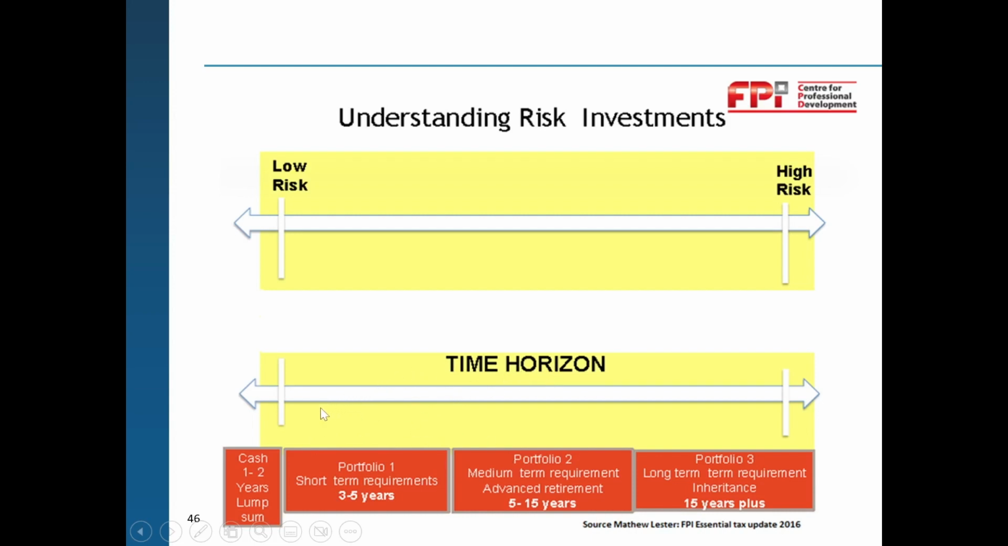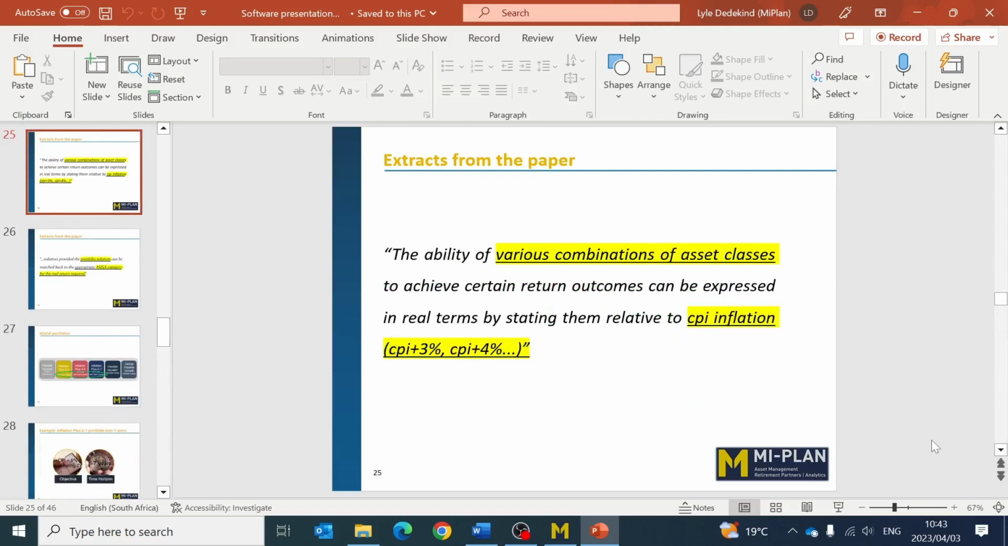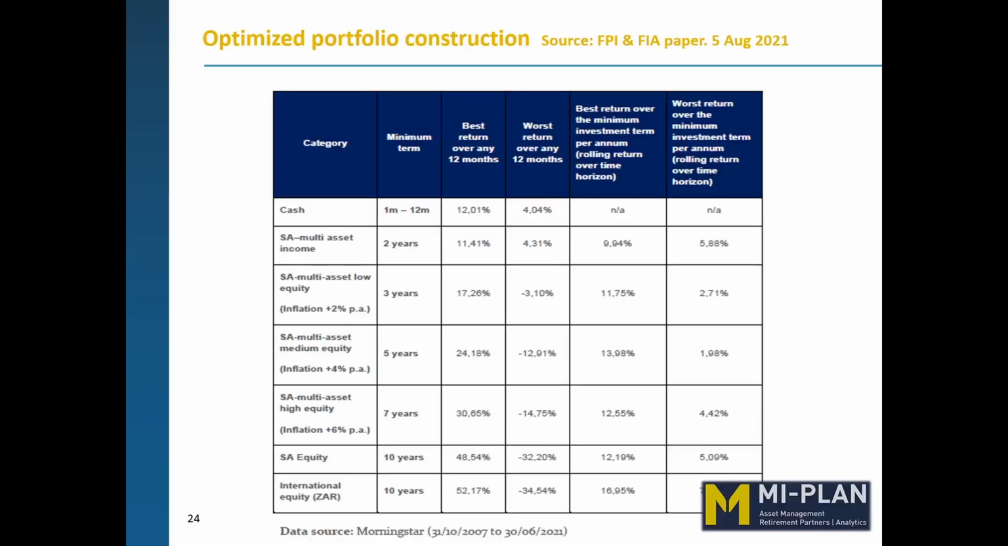So you're going to allocate a portion into cash, and that's where you're going to be drawing your income from. Sub-portfolio number 2 is capital that you're going to start needing in 3 to 5 years' time. Portfolio 3, 5 to 15 years' time, and so on. And this, in fact, is very much along the lines of a paper that was written by members of the FPI and FIA, where they also illustrated how capital should be divided into these different categories based on the investment term.